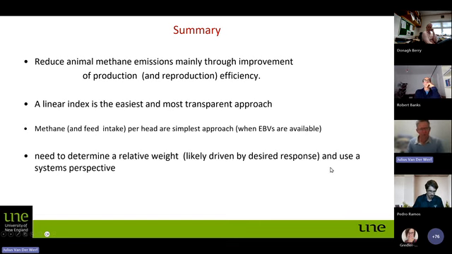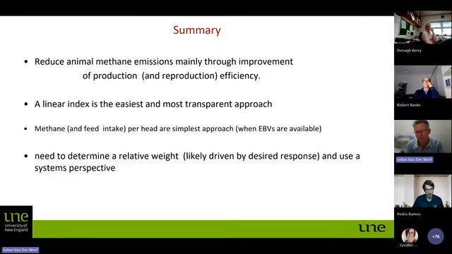So reducing methane emissions is mainly through improvement of productivity and the reproduction rate in sheep. So efficiency is the main driver, and that's very similar to increasing feed efficiency. The best way to increase feed efficiency is to select for fast-growing animals. And then you can do a bit more, of course, if you measure feed intake, but you're not going to select animals that eat less. So a linear index is the easiest, most transparent approach.